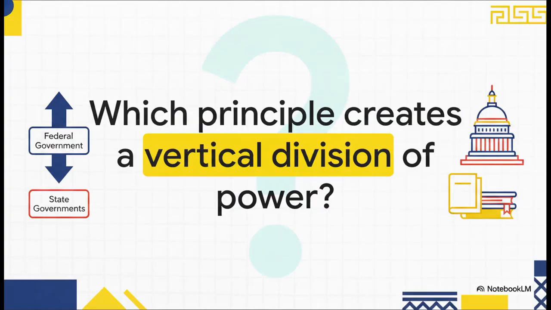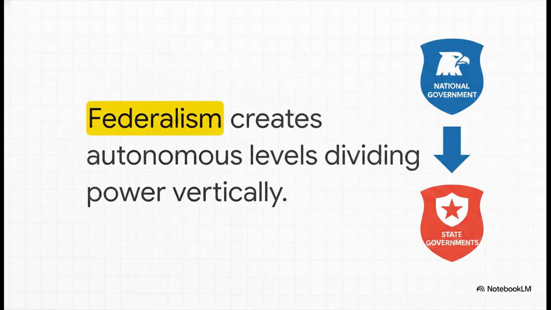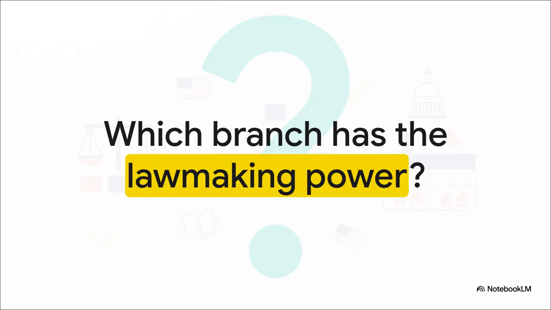Okay, it is time for a quick pause check. Which principle creates a vertical division of power between the national government and the states? Take just a second to lock in your answer. The answer is federalism. It creates two autonomous levels of government that divide and share power on that vertical ladder we talked about earlier.